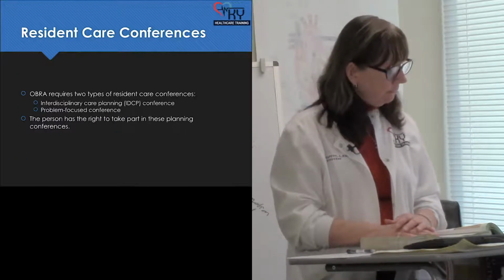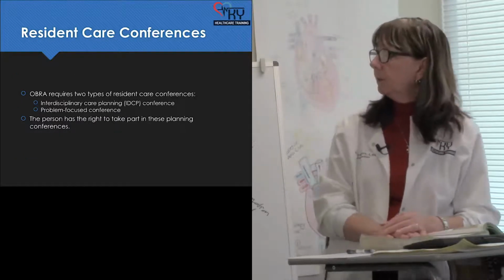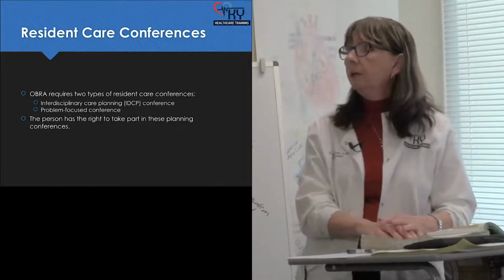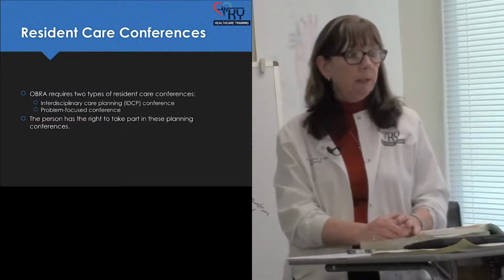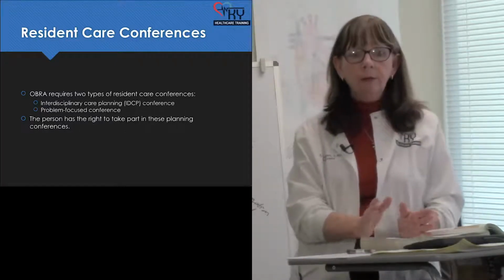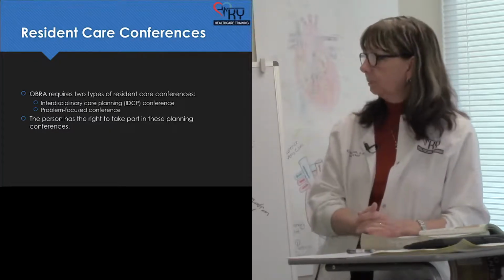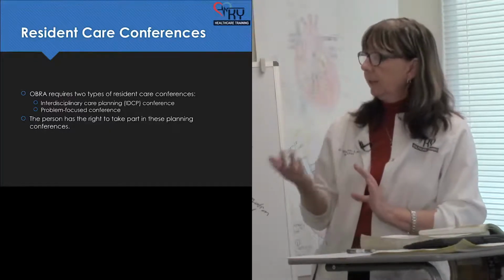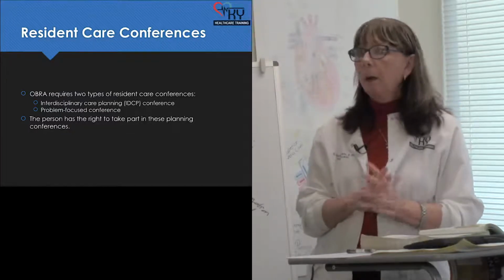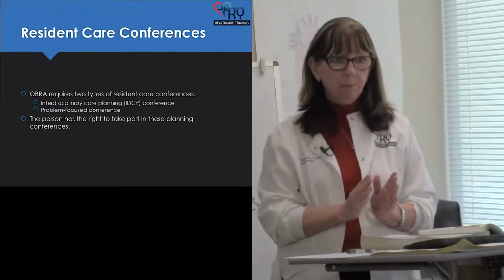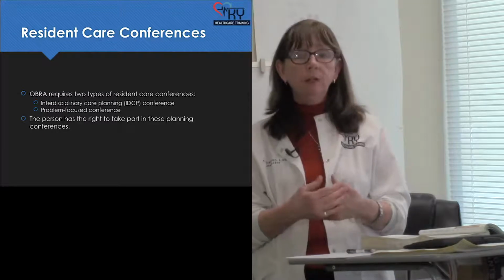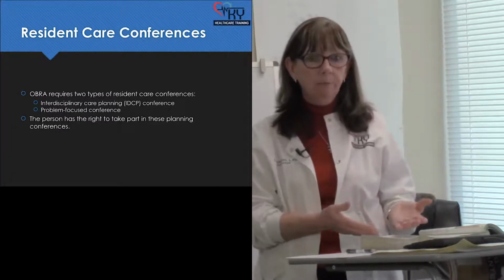Okay, resident care conferences. OBRA requires 2 types of resident care conferences. These are meetings when you invite all the departments together with the resident and their responsible party to discuss their plan of care. The Interdisciplinary Care Plan Conference is held a minimum of every 3 months. So the family can come in and you can tell them, this is what we're doing for your mom.